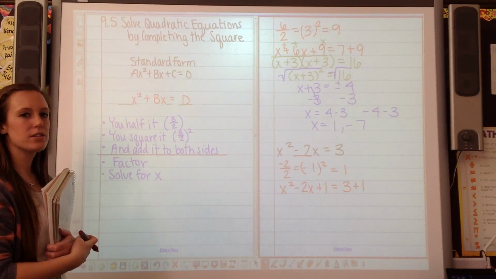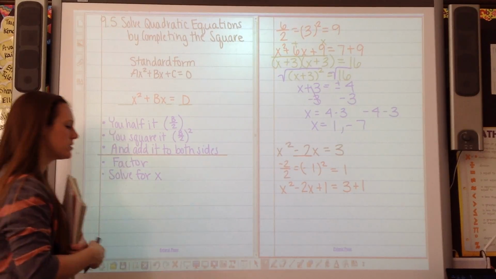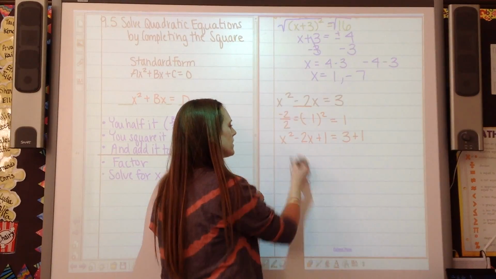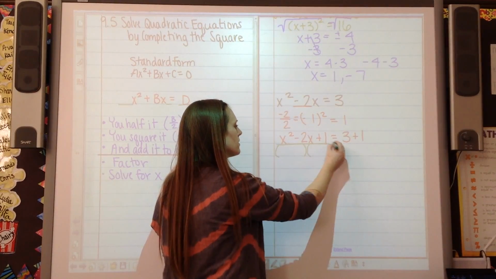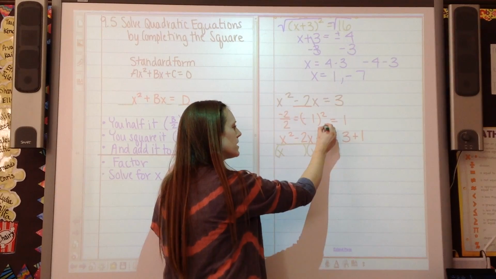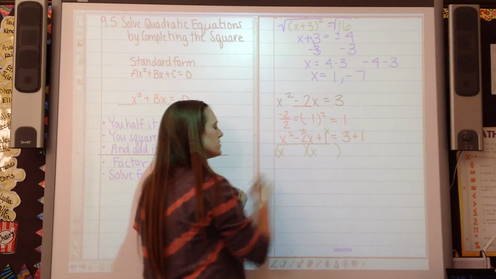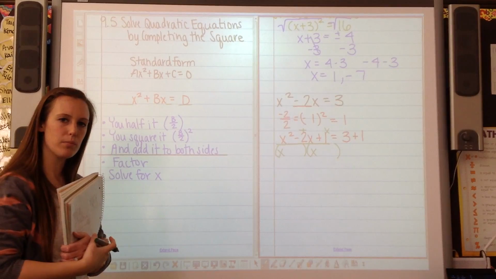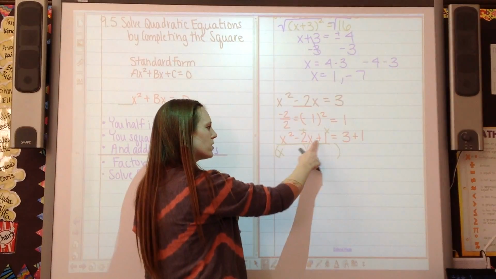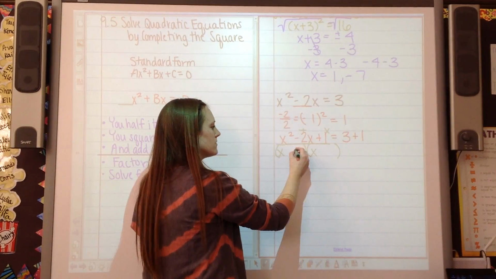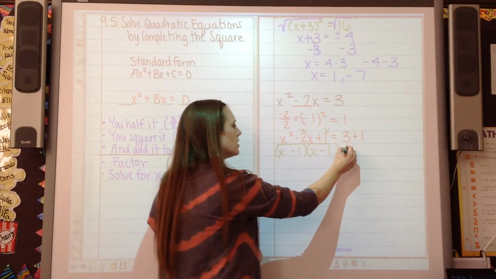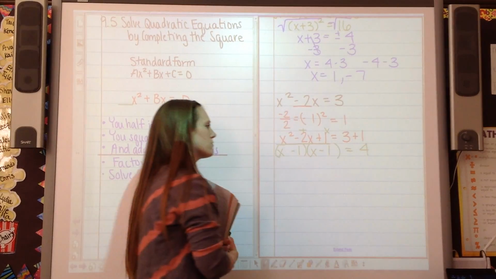Now I'm going to factor. I'm on this part right here. I'm going to factor the left side of the equation. Here's the left side right here. I need two numbers that multiply to be 1 but add to be a -2. So I'm thinking -1 times -1 is a positive 1, and when you add them, it makes a -2. On the right side, I'm going to solve and just get 4.